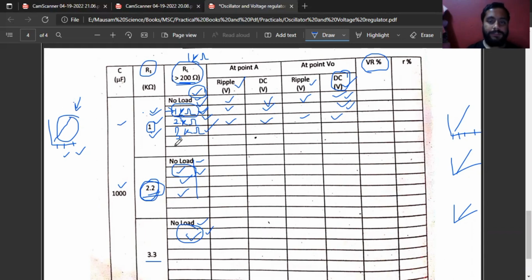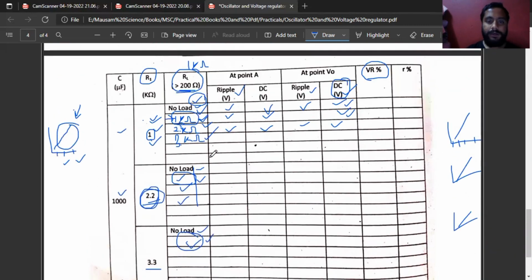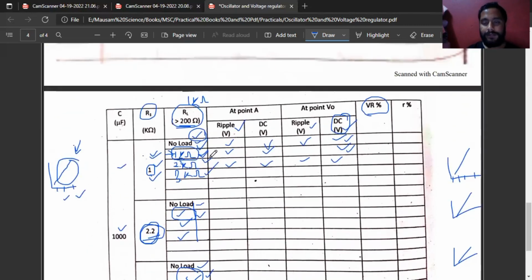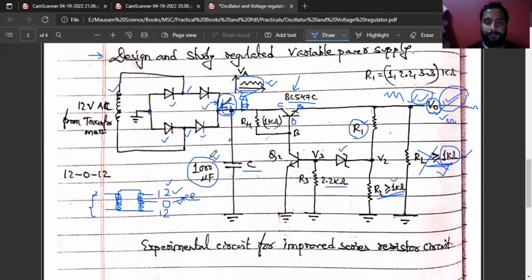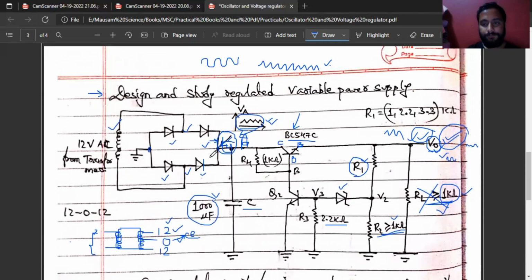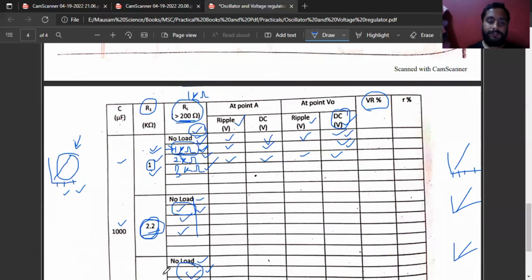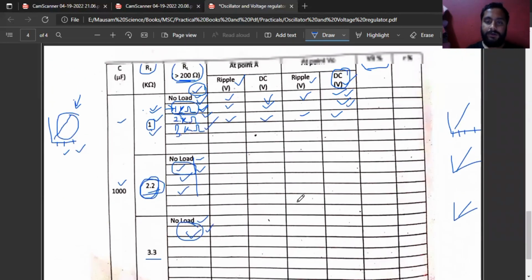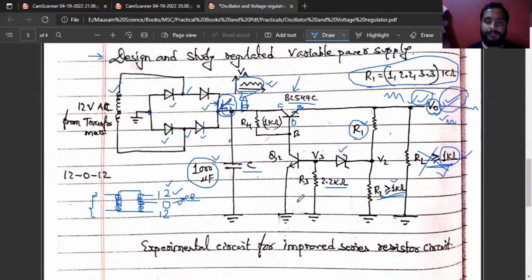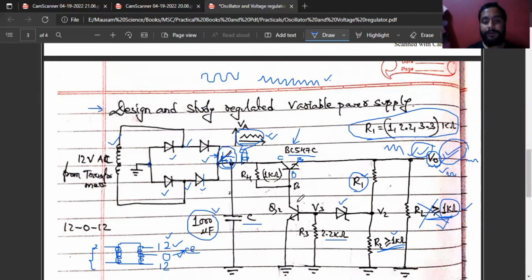Up to this much, if we do it, and if we have some kind of error, then the error calculation also should be done. I hope that I made it more or less clear. I have written here that the R1 value will be changed from 1 to 2.2 up to 3.3 kilo ohm. I have already talked about this because it makes our work very clear. I hope this video will be informative and may be useful for doing some experiments in a laboratory.